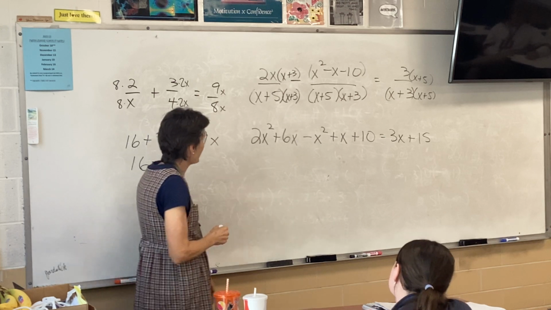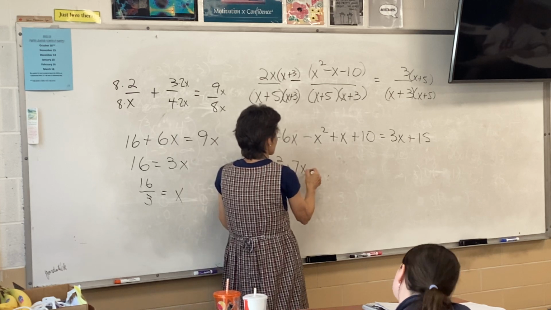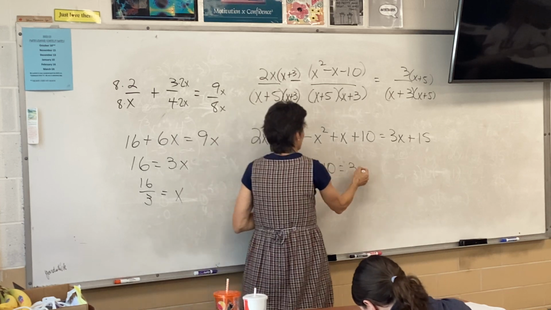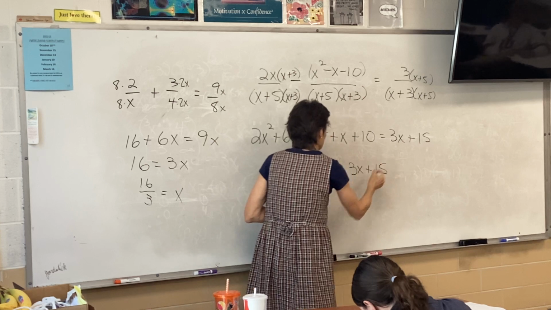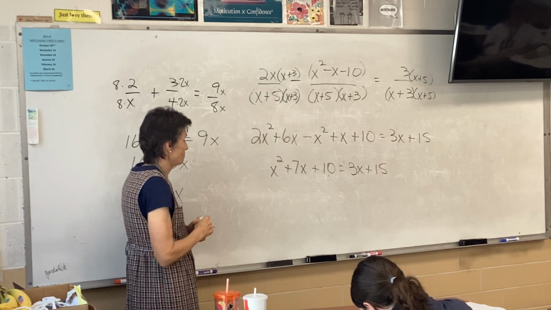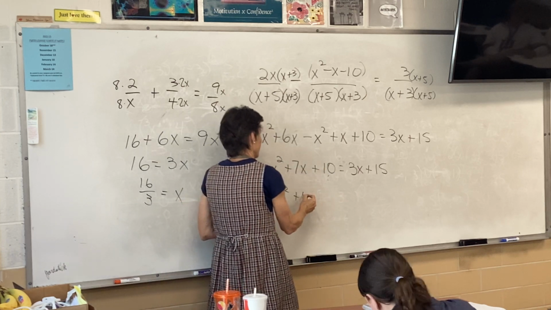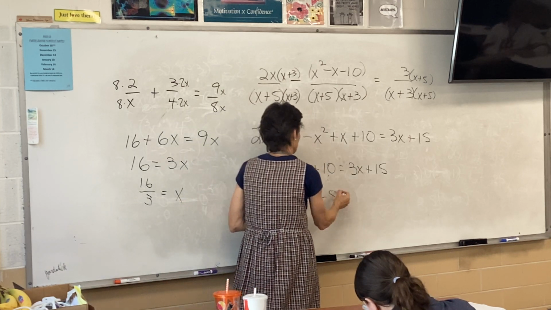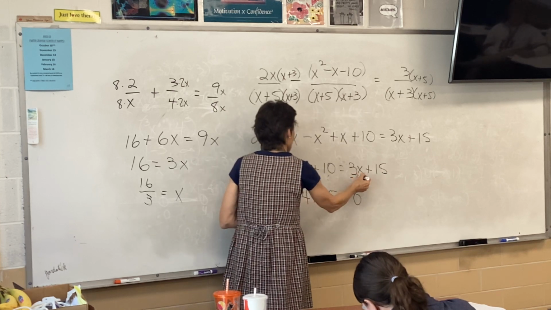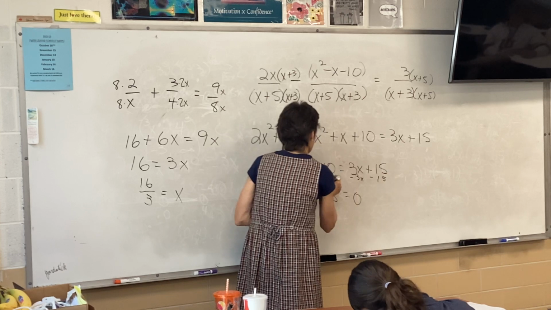All right, let's clean it up. Looks like x squared plus 7x plus 10. Hit 0 by subtracting the 3x and subtracting the 15.